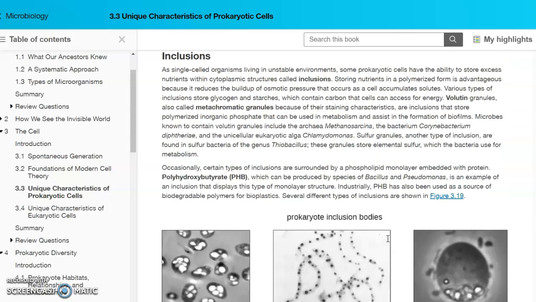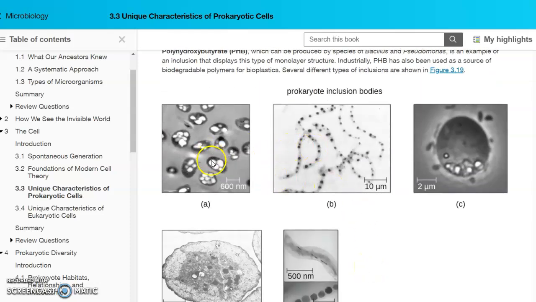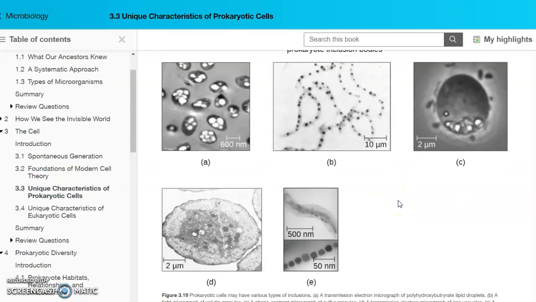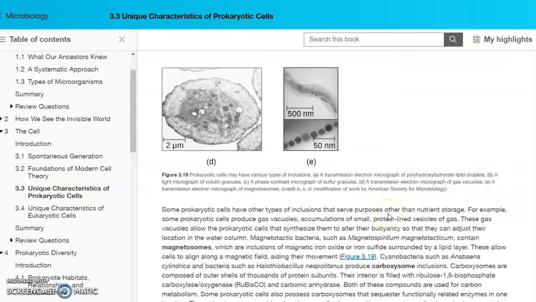Here's a little bit more information about inclusions. Like I mentioned, inclusions were for storing certain substances: glycogen or starches, volutin, PHB. So here are some different inclusions that can be found within prokaryotes.